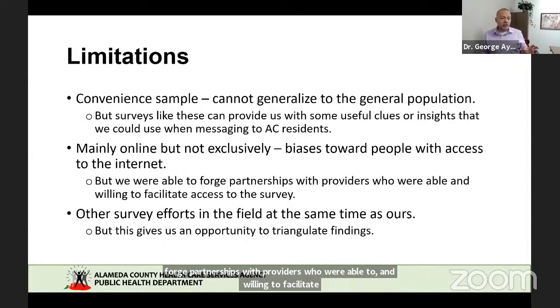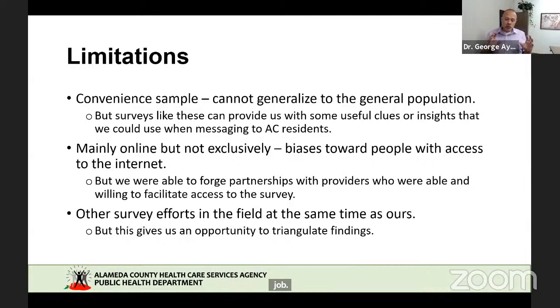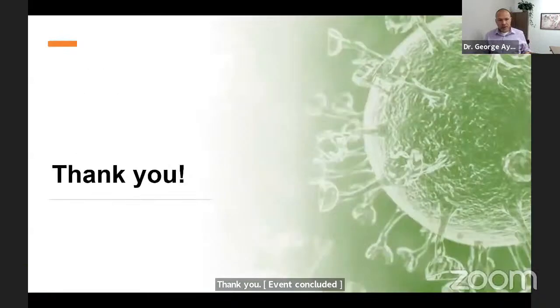And then finally, our survey efforts in the field came at a time when others were doing surveys, right? So we were competing, and residents may be experiencing survey burnout. But this gives us an opportunity to triangulate findings from across databases.